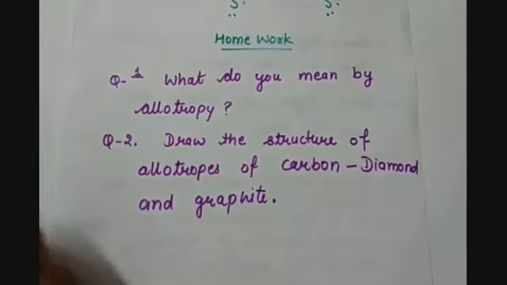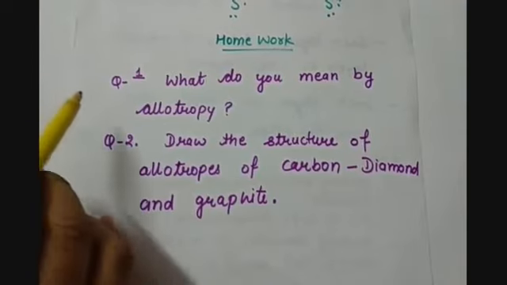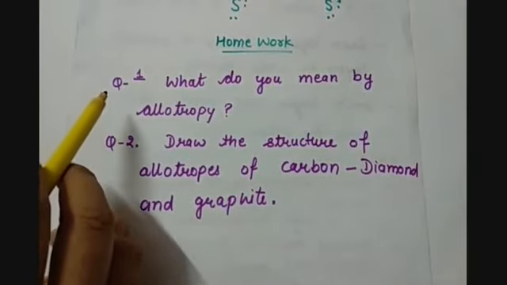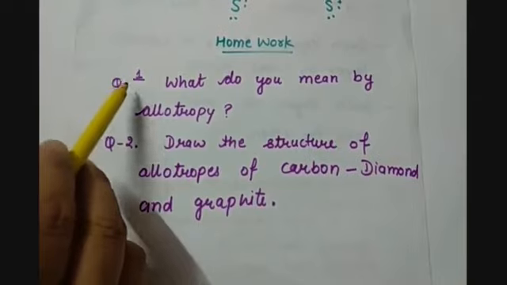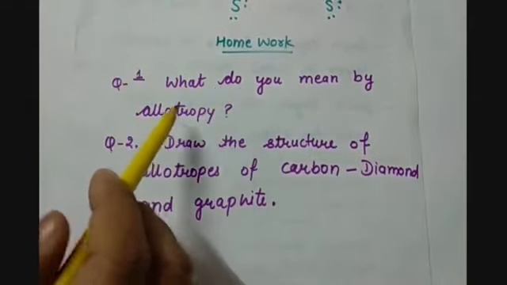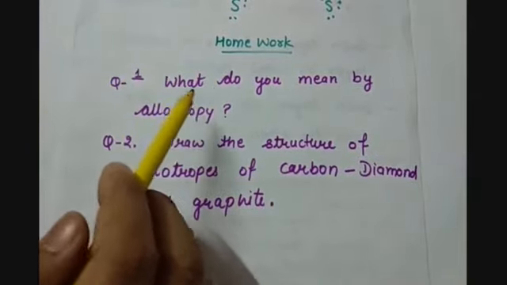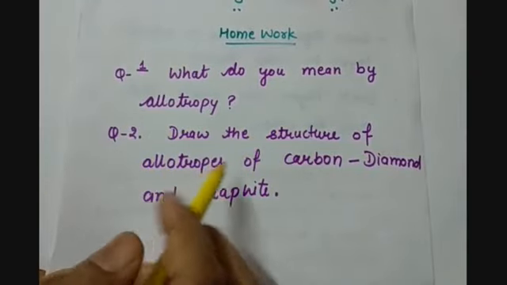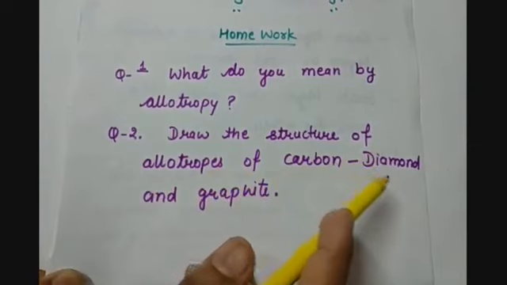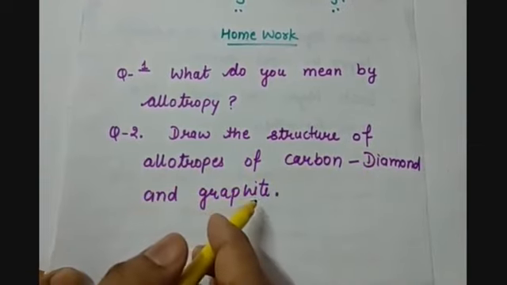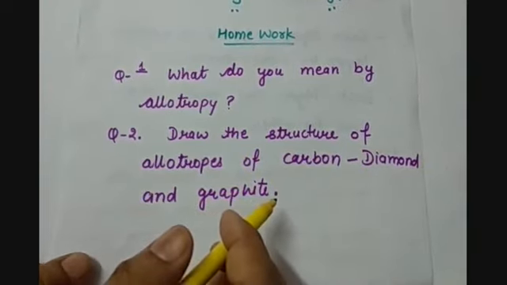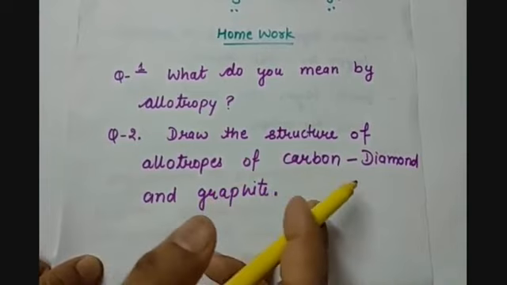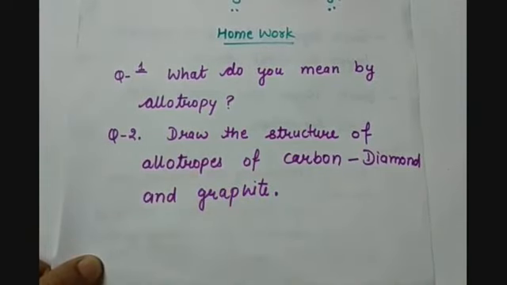Now let us see today's homework. You have 2 questions as homework. Question number 1 is what do you mean by allotropy? Question number 2 is draw the structure of allotropes of carbon, that is diamond and graphite. So you have to try to draw the 3D geometry of diamond and graphite.